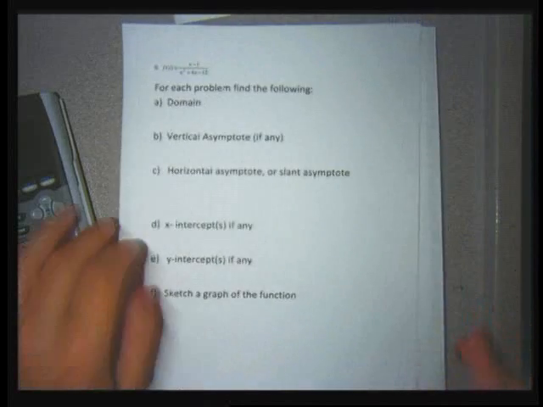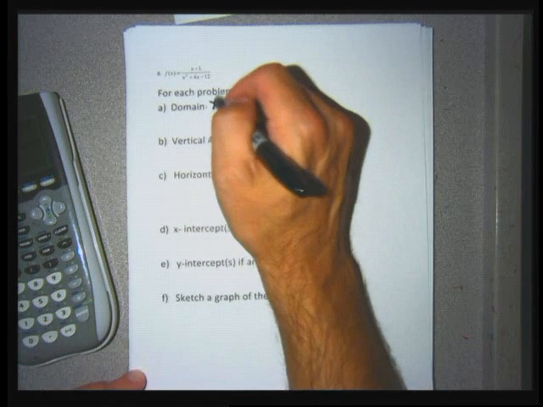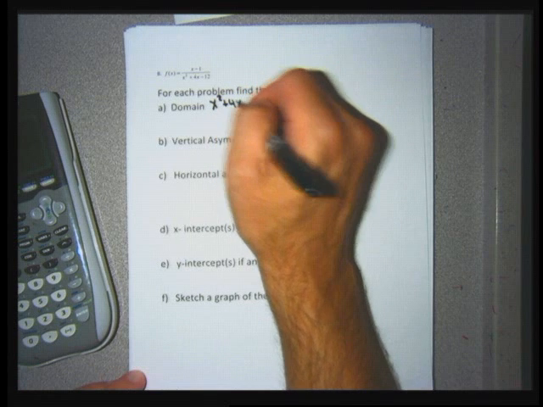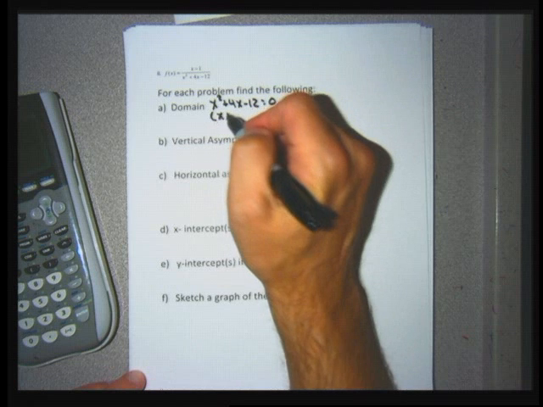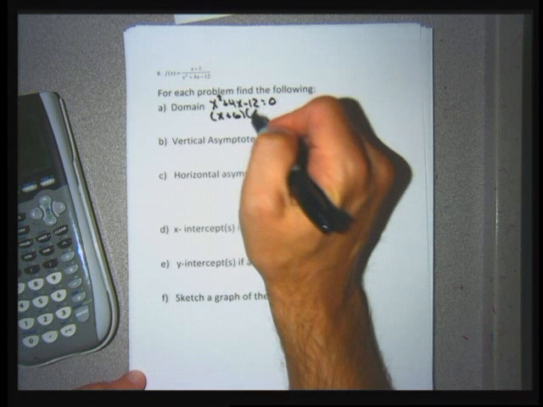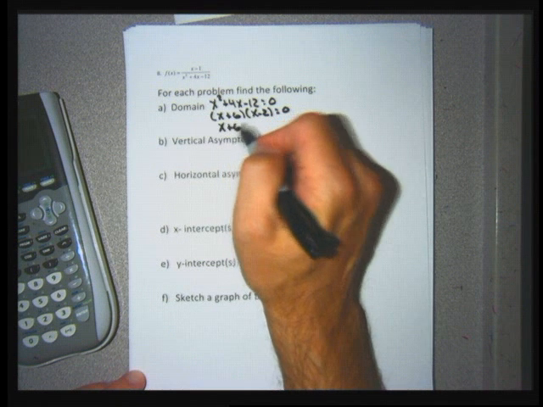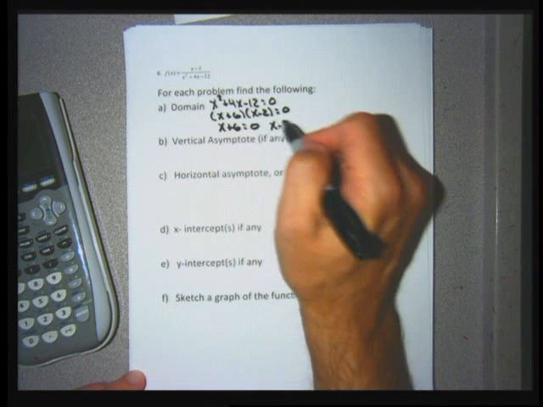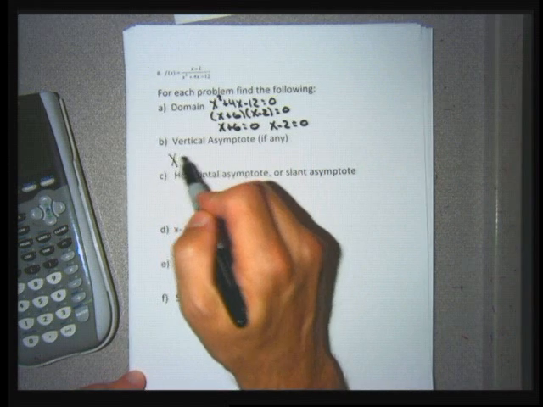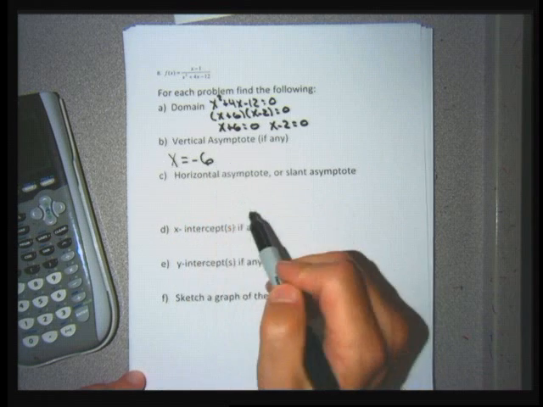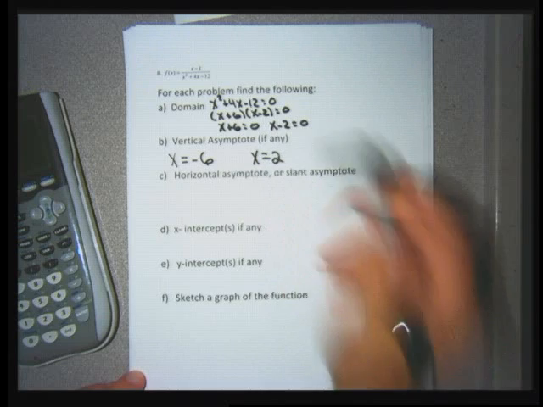8, another fraction. For the domain, I take the denominator, x squared plus 4x minus 12, set it equal to 0. Since it's a quadratic, I solve by factoring. That factors into x plus 6 times x minus 2. I set the x plus 6 equal to 0, the x minus 2 equal to 0. When I set the x plus 6 equal to 0, I solve that. That gives me the vertical asymptote of x equal -6. Solving the x minus 2 equal to 0, you get the vertical asymptote at x equal to 2.